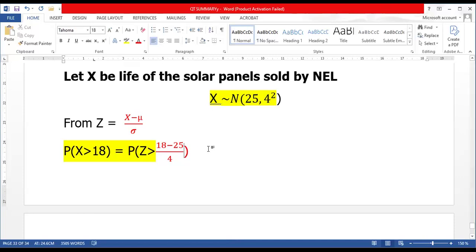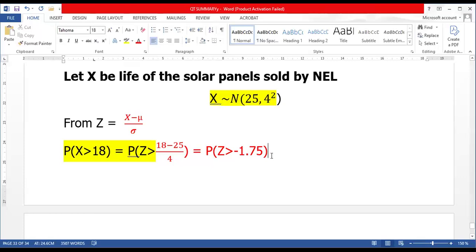So what do you get on your calculator here? Round off to only 2 decimal points. So the probability of Z is greater than what? Open bracket 18 minus 25, close bracket, divided by 4. What do you get? Put some speed, guys. Negative 1.75. That is the value after standardizing.